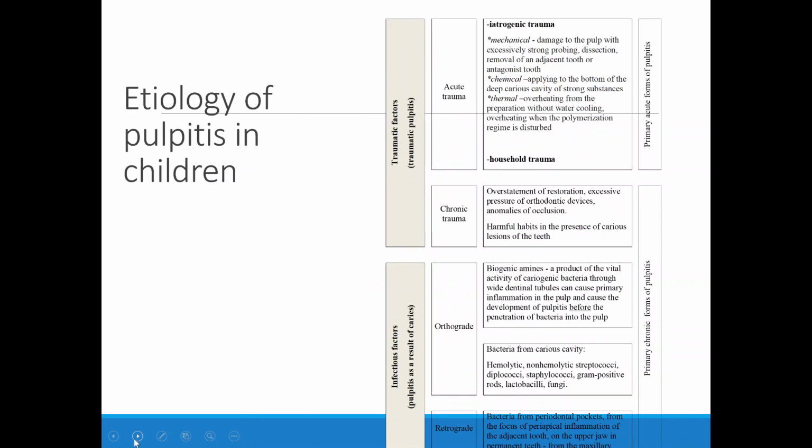So retrograde is bacteria from periodontal pockets or from the focus of periapical inflammation, on the upper jaw in permanent teeth, from the maxillary to mandibular. They can go into the apical part of the teeth and lead to inflammation of the pulp.